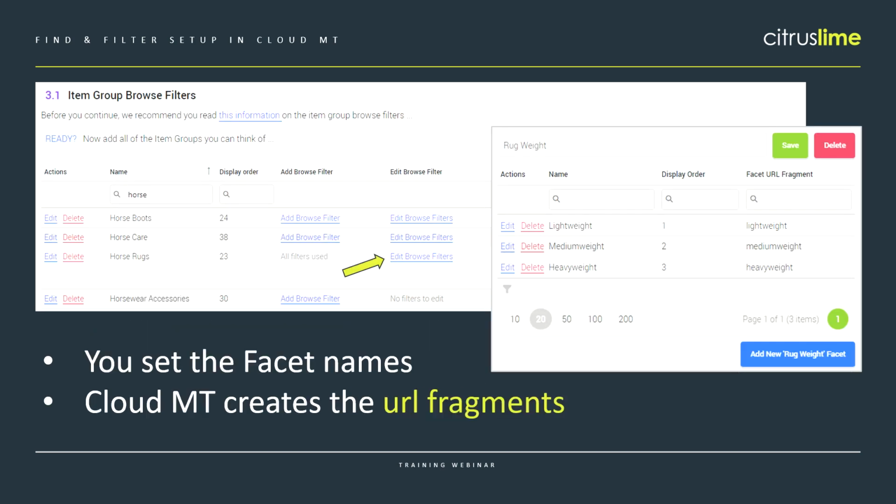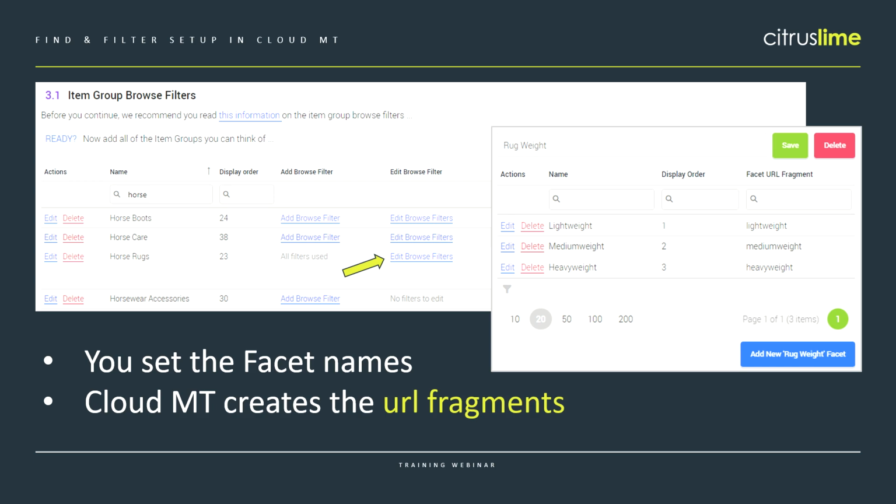If you are making your own find and filter structure, for example, you're working in an industry other than cycle, equestrian or outdoor, or you're just not using AutoSIM at the moment, then the find and filter setup page is where you do this. It's as simple as filling out a table with the departments, materials and so on that you would like to assign to your items. You set the facet names and CloudMT will generate a URL fragment for each one. We'll be talking more about these URL fragments and how they are used later in the webinar.